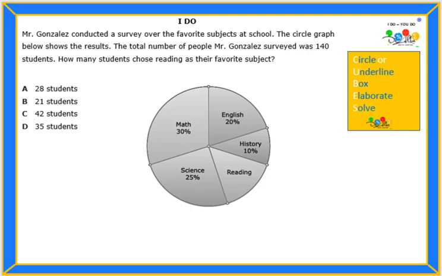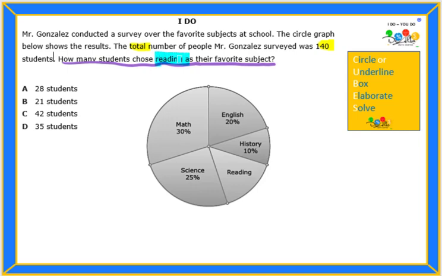Let's read the problem together. Mr. Gonzalez conducted a survey over the favorite subjects at a school. The circle graph below shows the results. The total number of people Mr. Gonzalez surveyed was 140 students. How many students chose reading as their favorite subject?